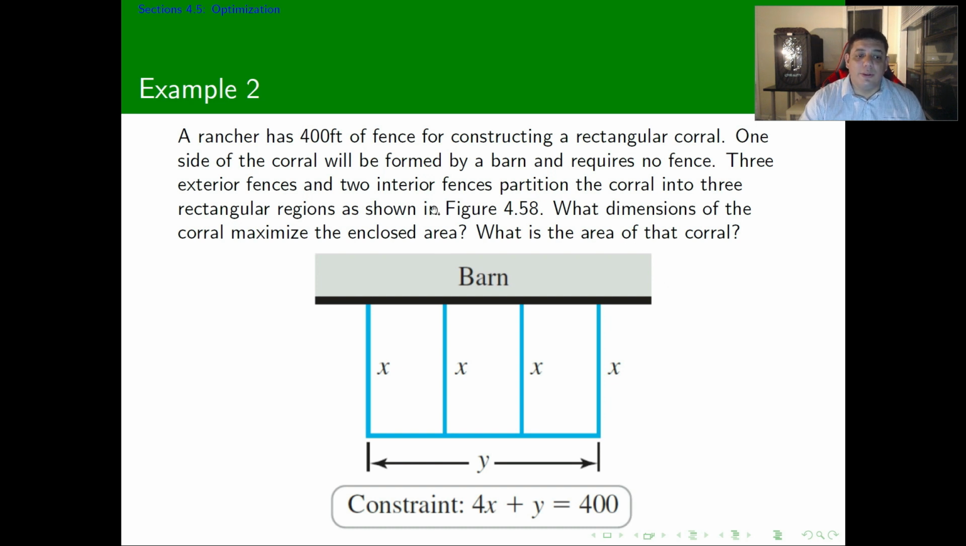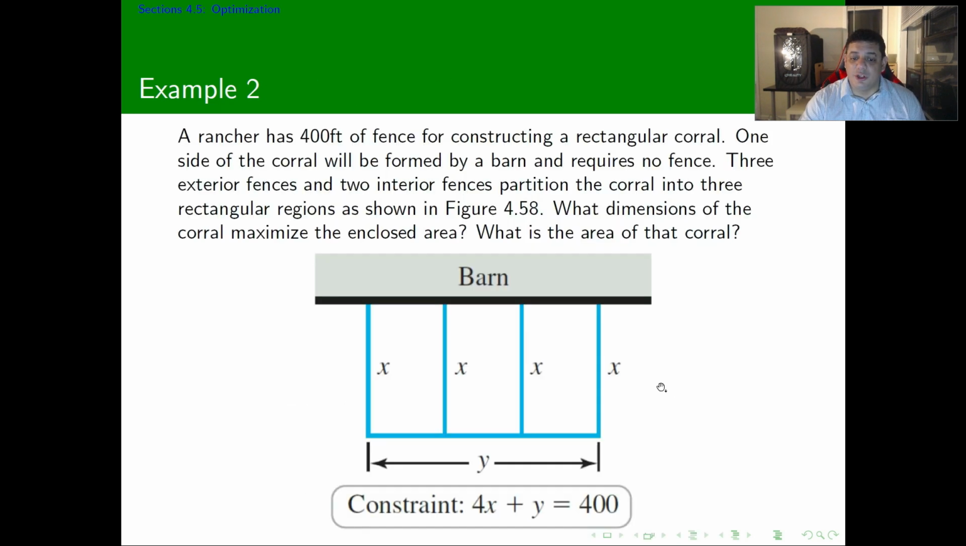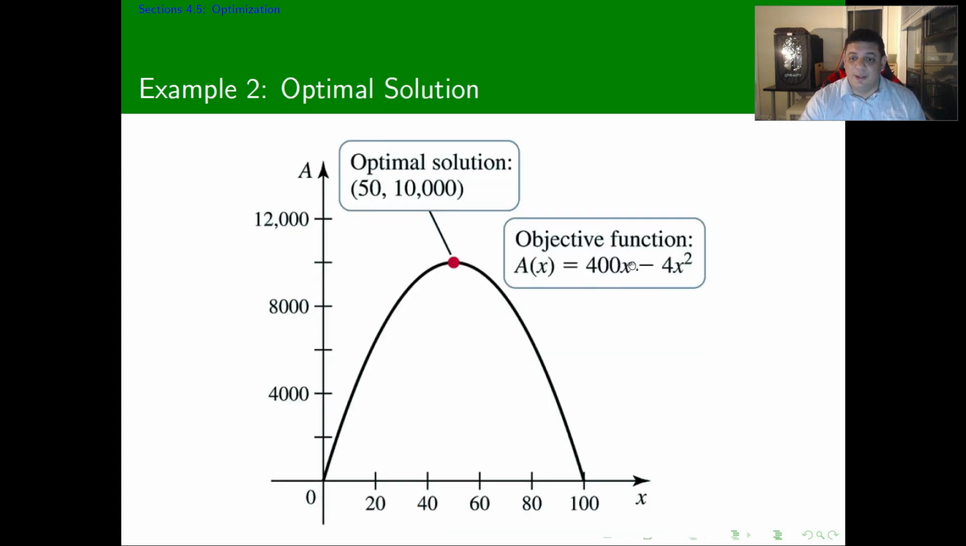Now, we want to find the dimension that maximizes the area enclosed. So we want to maximize X times Y. And so we're going to do pretty much the same that we did before, and we can find the objective function. Notice Y is 400 minus 4X, times X is going to give me 400X minus 4X squared.